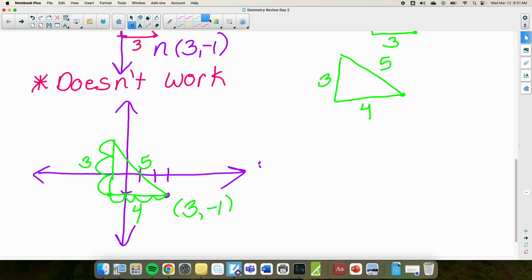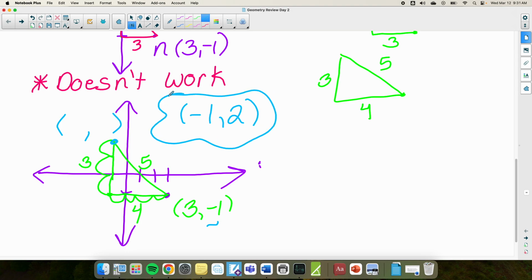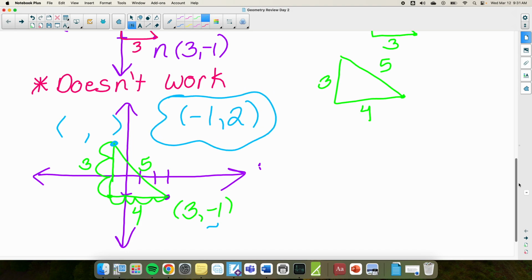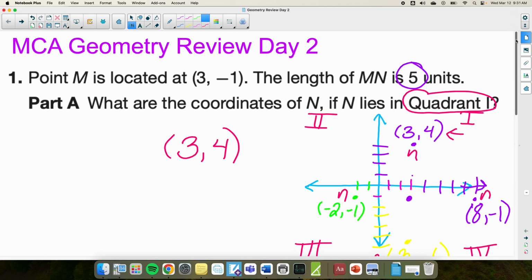So here's the deal. I have to figure out what this point is, okay? And on the MCA test, they won't give you a graph. That's why I'm making you hand draw them. But can you guys tell what point that would be? It's over 1, up 2, right? So wouldn't that be (-1, 2)? Everybody understand that?